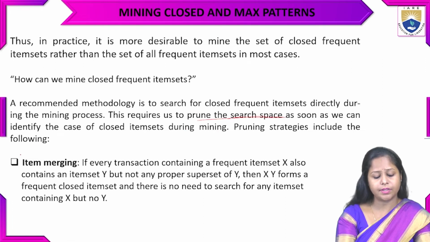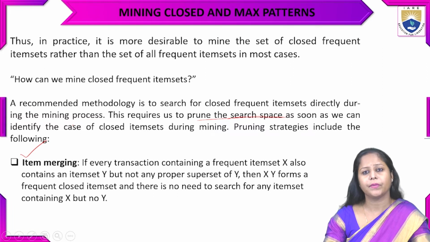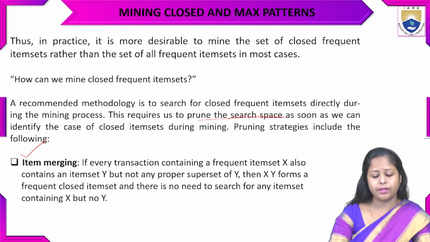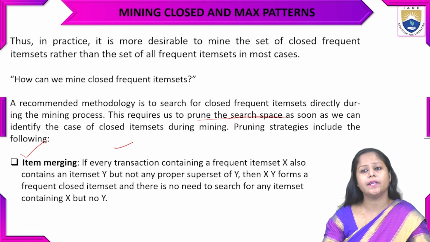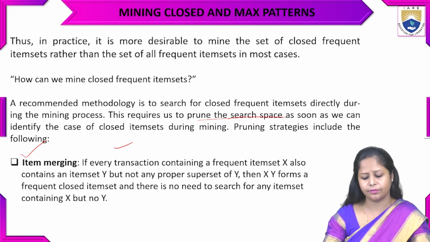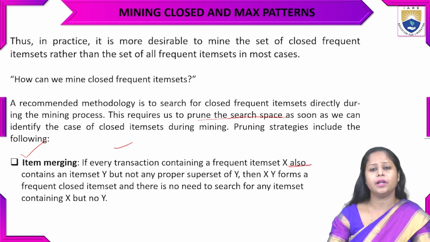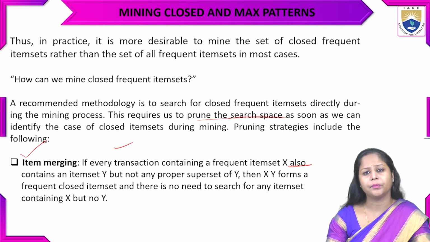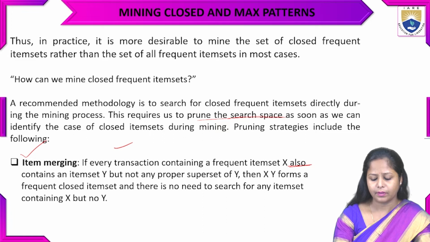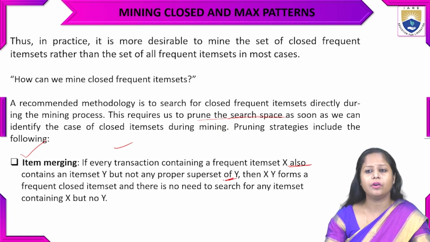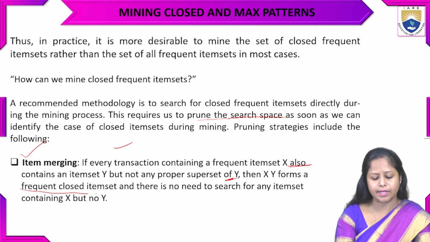So in the first step, we will go for item merging. In the data set, if every transaction containing a frequent item set X also contains an item set Y, but not any proper superset of Y, then XY forms a frequent closed item set.